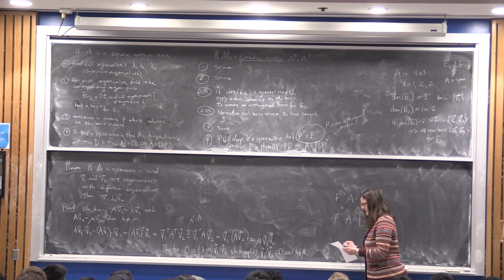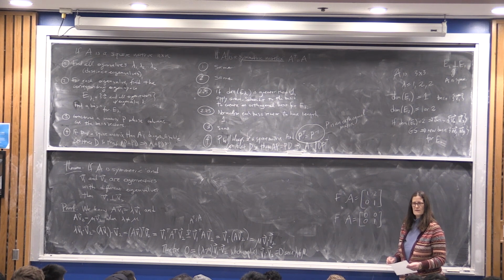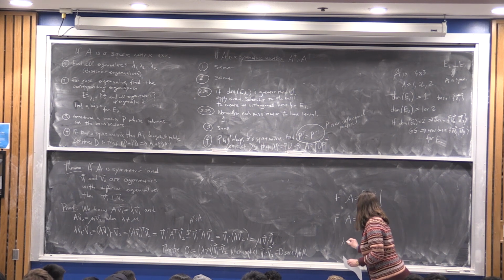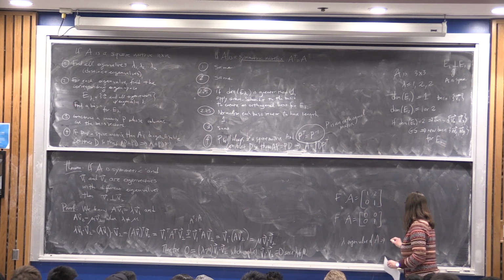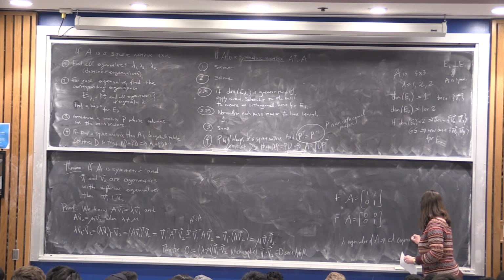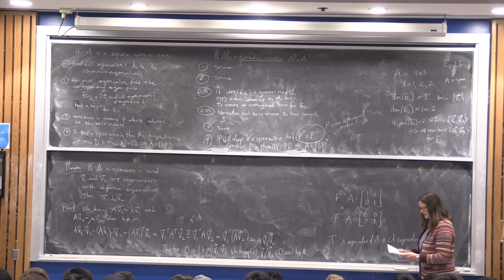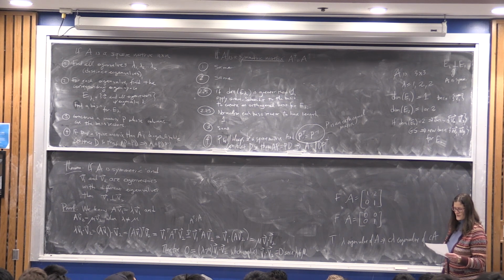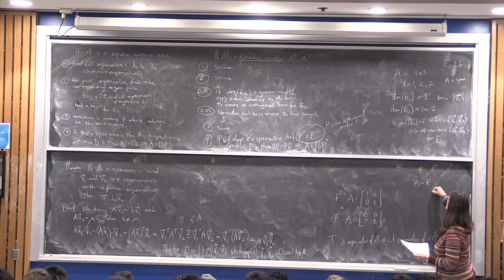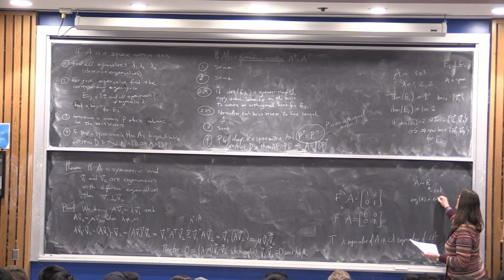True, false. If 3 is an eigenvalue of A, then 15 is an eigenvalue of 5A. True. Lambda an eigenvalue of A implies C lambda is an eigenvalue of CA. True, false. If R is the reduced row echelon form of A, then the eigenvalues of R equal the eigenvalues of A. So A is row equivalent to R. This is in reduced row echelon form. Then the eigenvalues of A equal the eigenvalues of R.